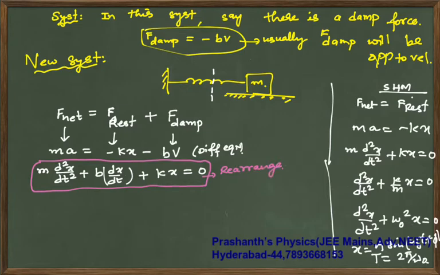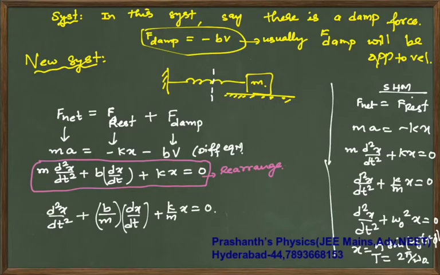Now if you are rearranging this equation, what will this become? Your equation is d square x by dt square plus b by m times dx by dt plus k by m into x is equal to 0. Now, what is important out of this, I will tell you. This is your final equation.